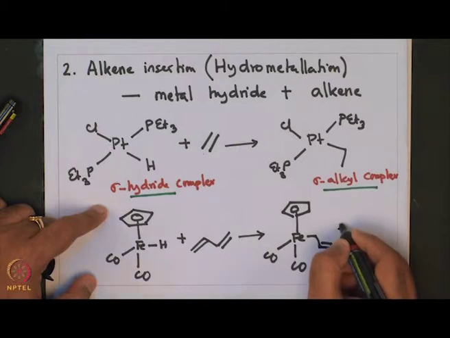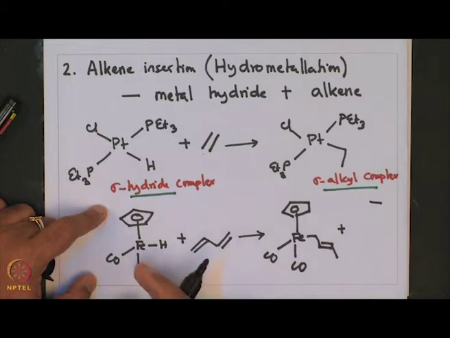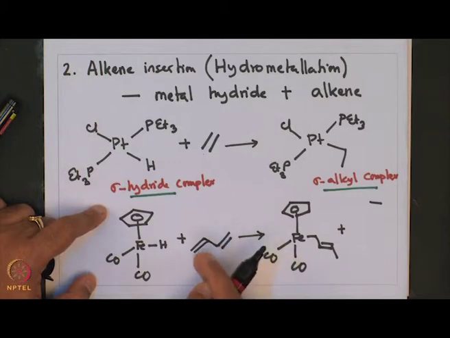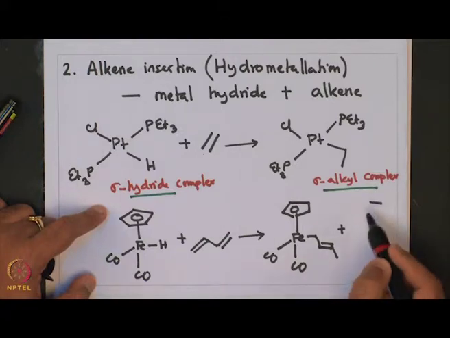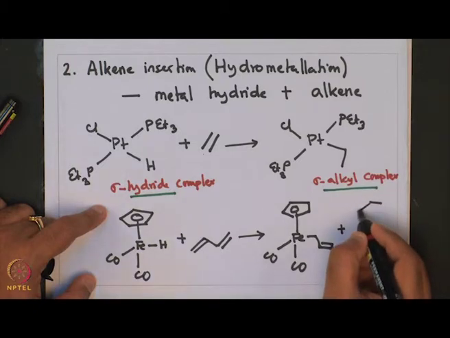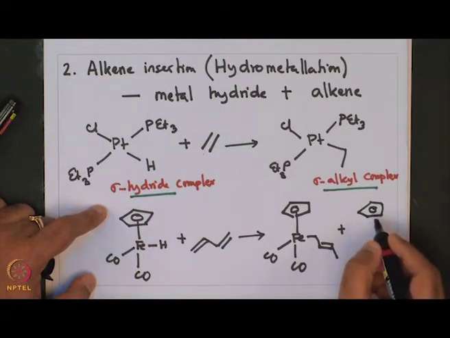And also the geometric isomer. We will illustrate this with an example where a metal hydride complex, similar to the earlier example, a sigma hydride complex, reacts with butadiene, a conjugated diene, to give an iron sigma alkyl complex with 1,4 insertion, producing both the cis and the trans geometric isomers.